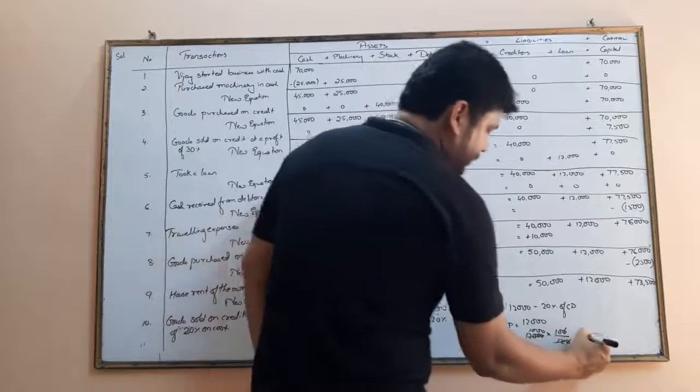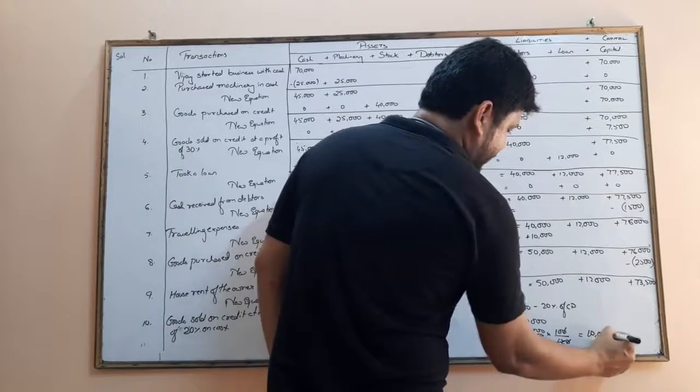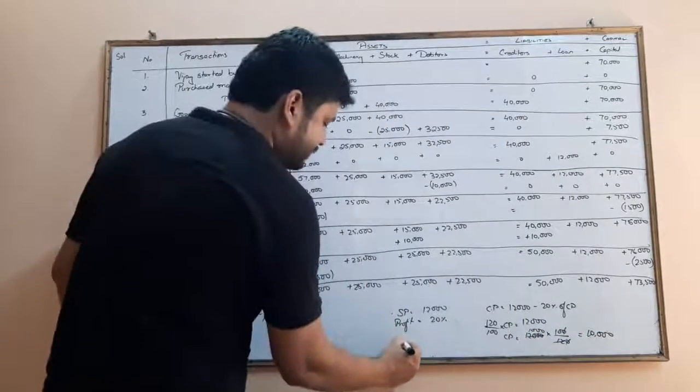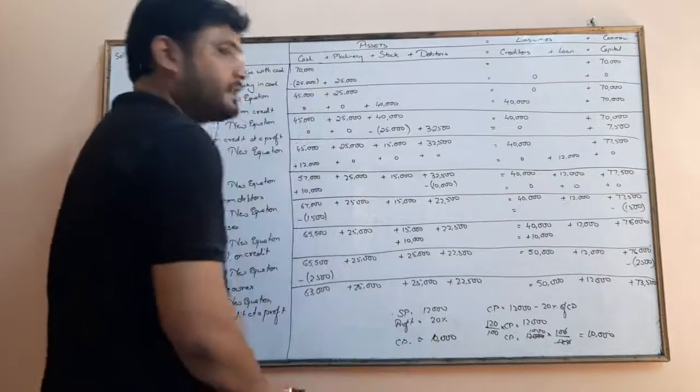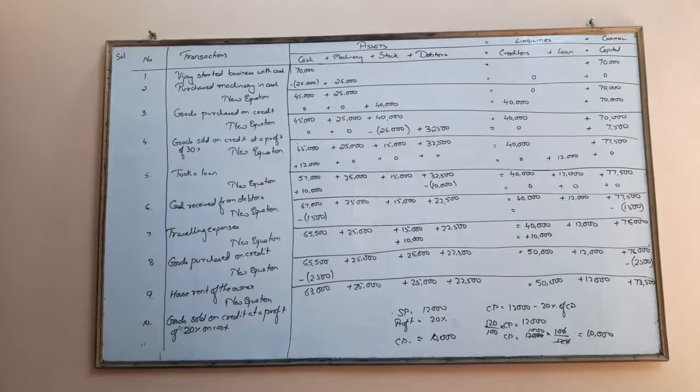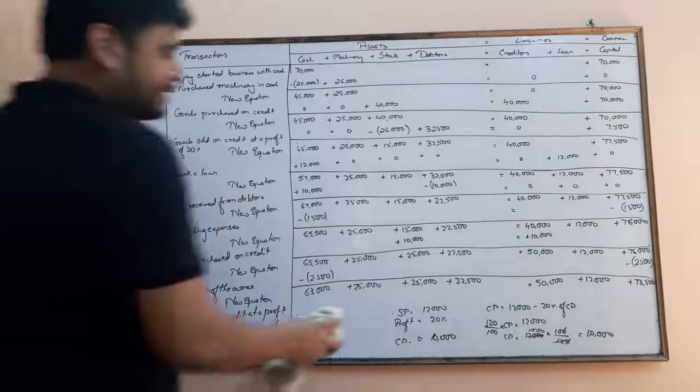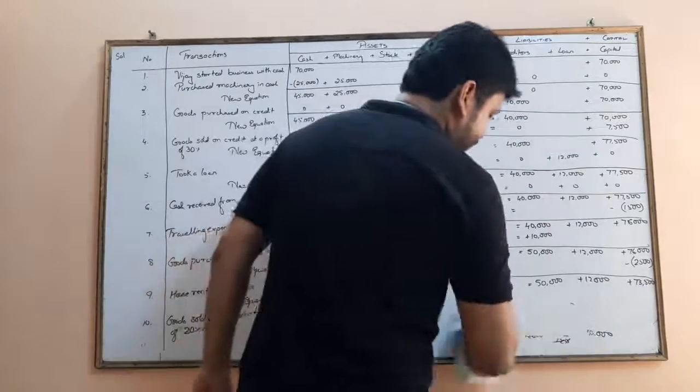So it will be, मेरा cost price कितना है? That is 10,000. So cost price कितना है of goods? That is rupees 10,000. जब cost price 10,000 आया और selling price 12,000 है, तो profit कितना है? That is rupees 2,000. प्रॉफिट कितना है? रुपीज 2,000.